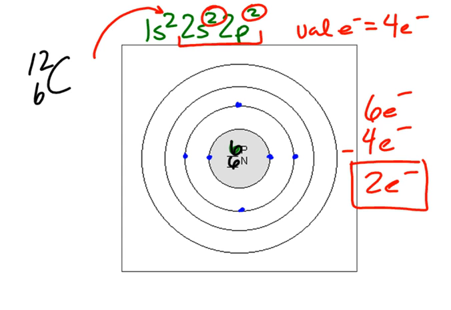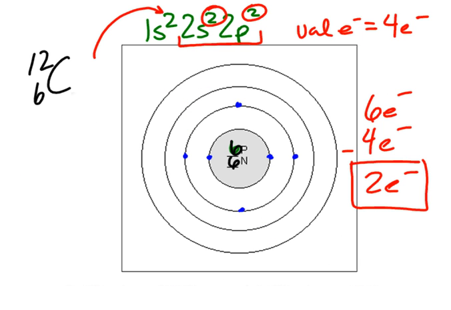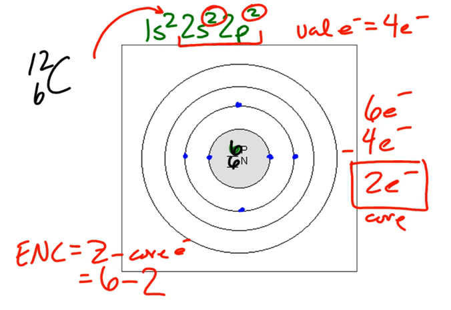Now you're thinking, well, what does that mean for my effective nuclear charge? And what I'm going to do with, say, carbon, like I said, is there's 6 protons, okay? And I have 2 core electrons. That means my effective nuclear charge is equal to Z minus the core electrons. So that would be the same thing as 6 minus 2. My ENC for carbon atom is 4.